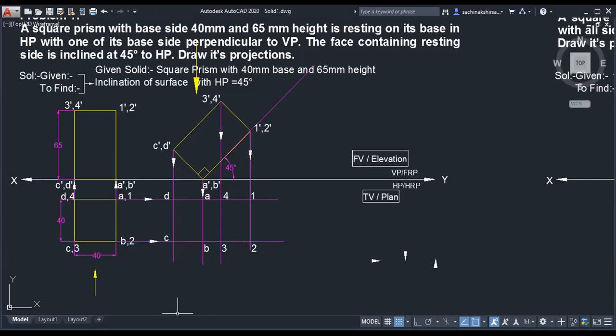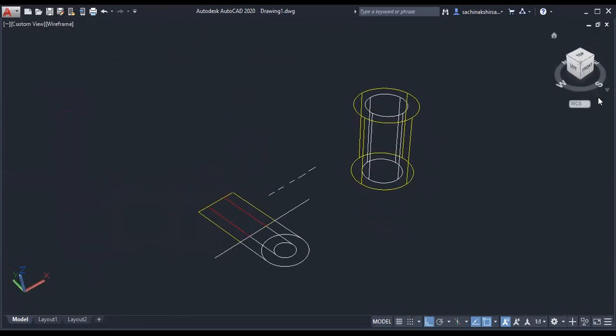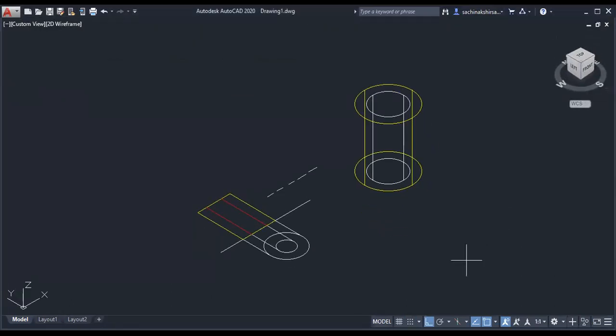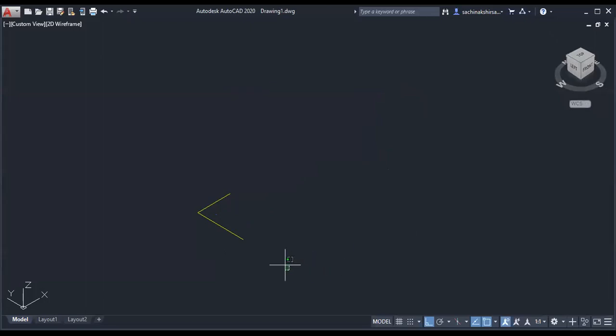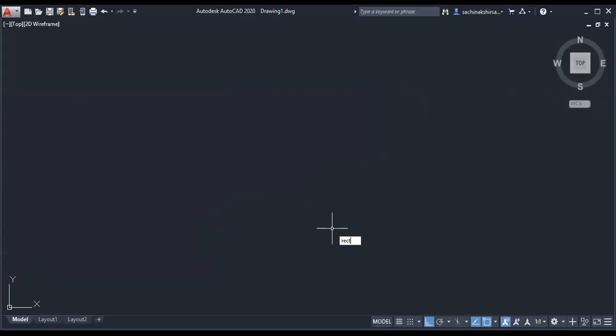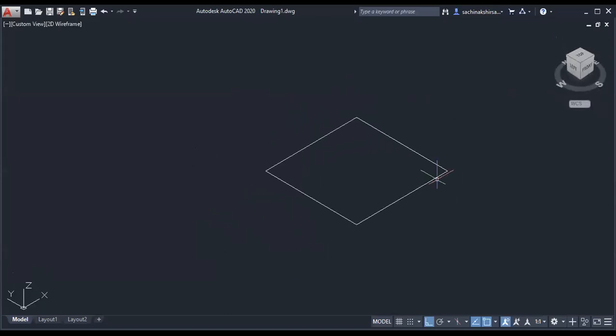Or shall I show how it will be? Let me show you how exactly it comes. So quickly I will tell you here how it is. There is one square prism. How much is the base side? 40, base side 40. And how much height is given? 65. Okay, this concept is most important.